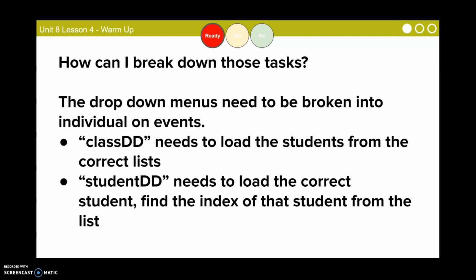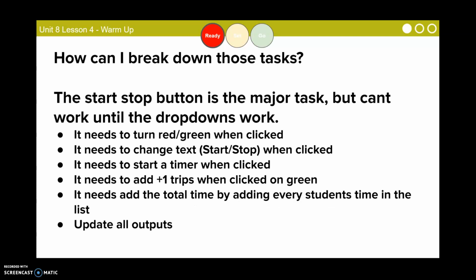So drop-down menus, it needs 2 on events. There's 2 drop-down menus. That's how I'm going to break it down. And what I want is the class DD needs to load the students from the correct lists. So that's what I need to do first. And then I can worry about the student DD on event. And that needs to load the correct student. And I also want to find the index of that student from the list. And I'm going to teach you a new function that we can use to do that.